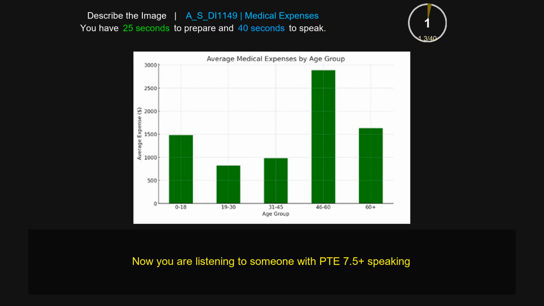This is a bar graph which explains about the average medical expenses by age group. And towards the right, it has been updated with segmented age group. It starts with 0 to 18, 19 to 30, 31 to 45, 46 to 60, and 60 plus. And towards the left, it shows what is the average expenses in dollars. It starts with 0 to 3,000. What we can see over here is people with age group of 46 to 60, they have the highest average usage of expenses, which is above $3,000.